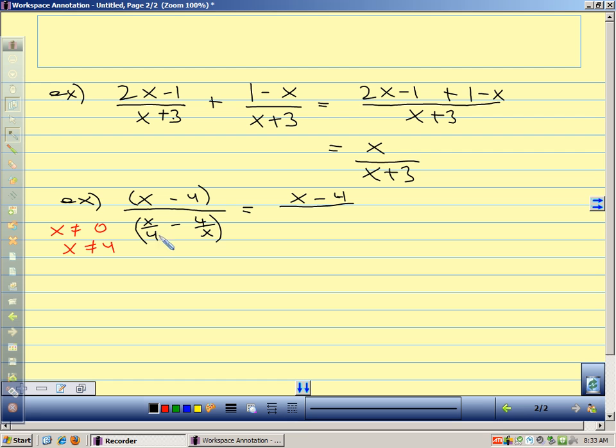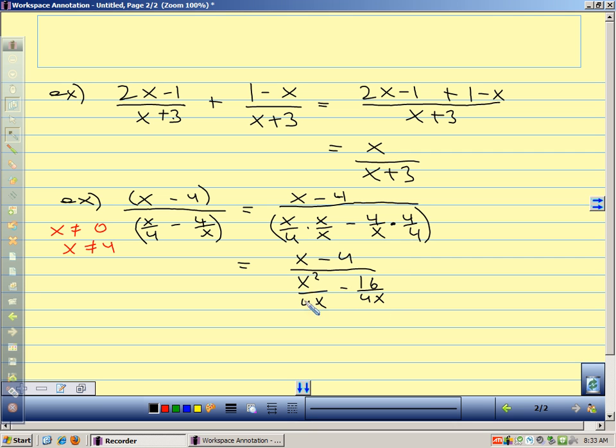Our denominator is going to be 4x. So we're going to multiply this fraction by x over x and this fraction by 4 over 4, because our common denominator is going to be 4x. So this is x over 4 times x over x minus 4 over x times 4 over 4 to get my common denominator. And that is going to be x squared over 4x minus 16 over 4x.